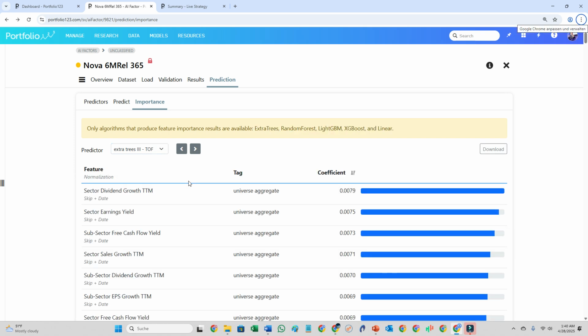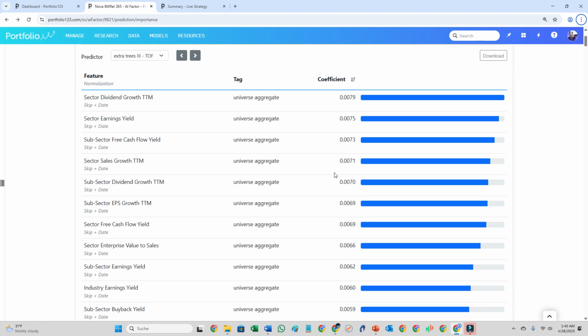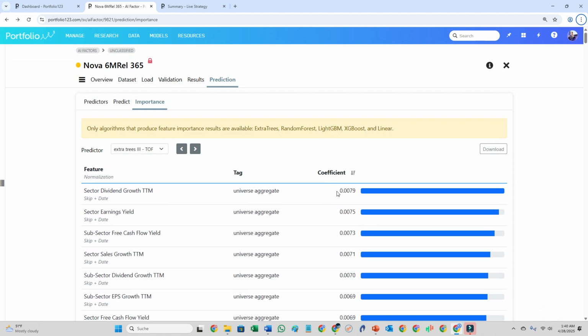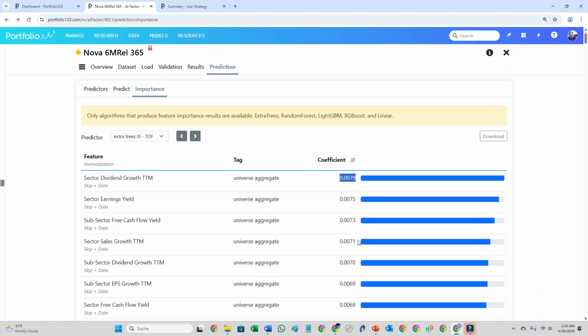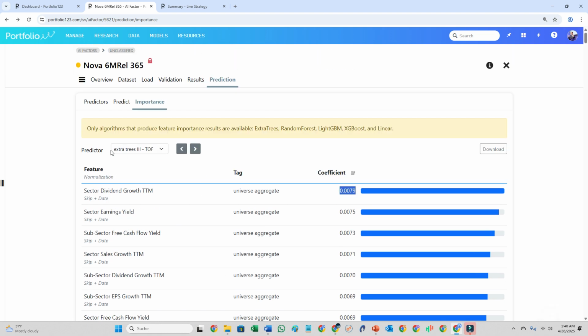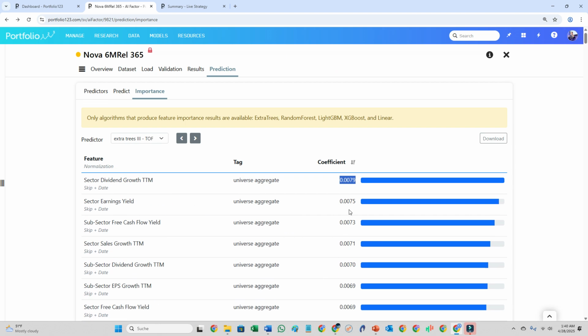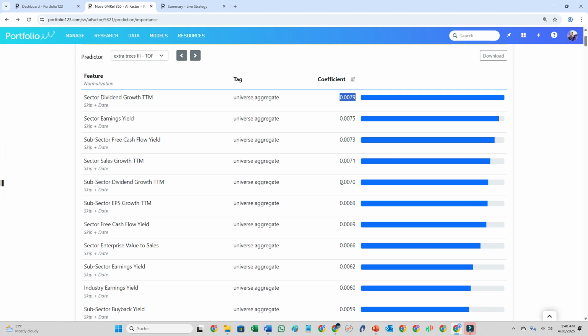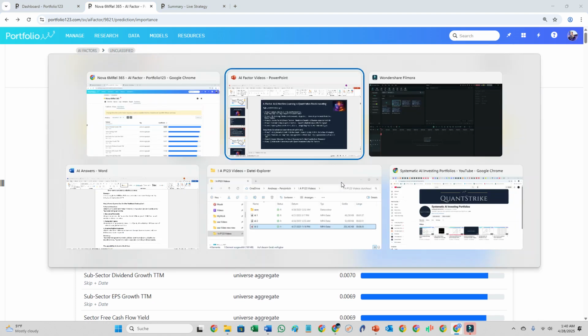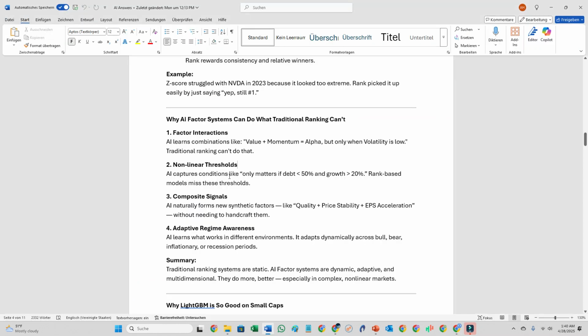So now the question is, why don't we just take all those features here and put them into a traditional ranking system? And I did that, not with 365 features, but let's just say with 15 or something like that. And the results were similar, but they were not the same. And the reason for this is, let's just go in here. That's a question I gave to ChatGPT, basically. So that's a great way to learn.